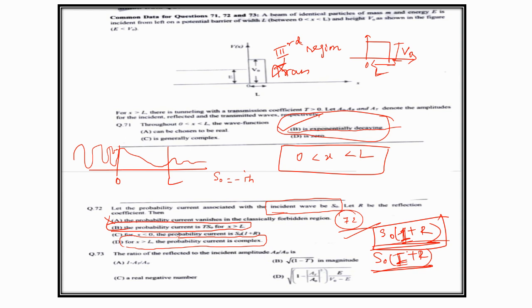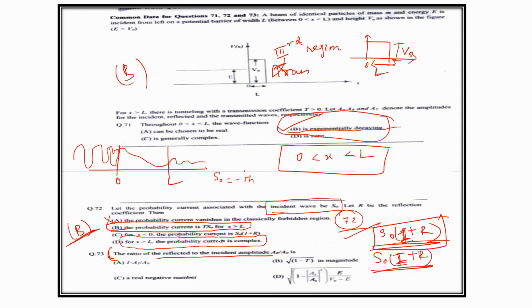Okay. B. So in this, B answer is correct because it will be exponentially decaying, and in it also B is correct. Now for this question, the ratio of reflected to incident amplitude.